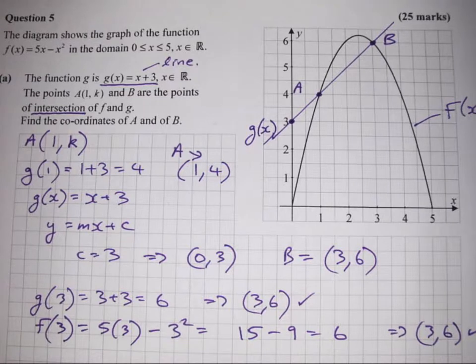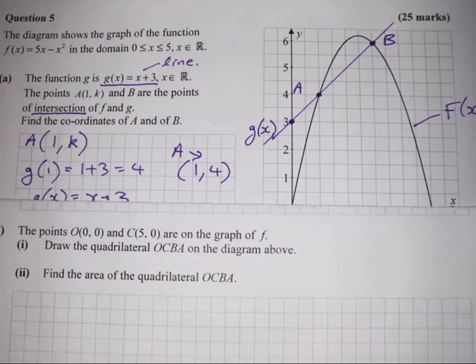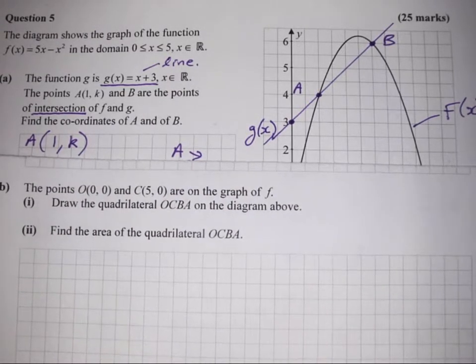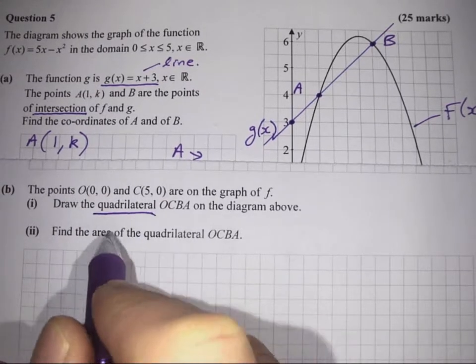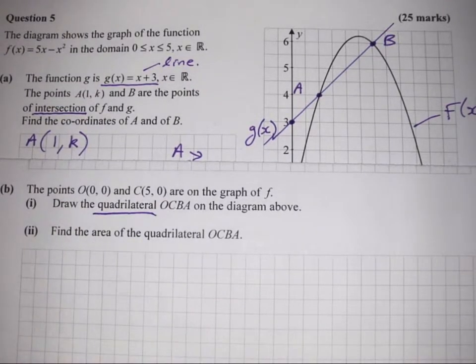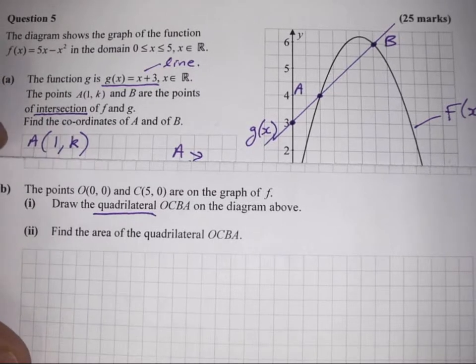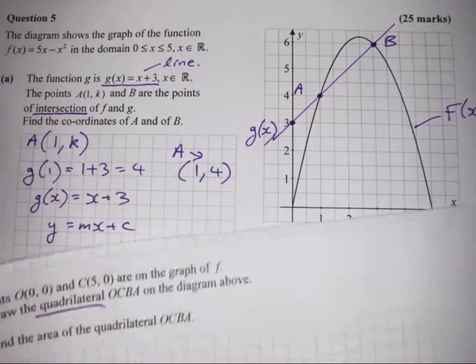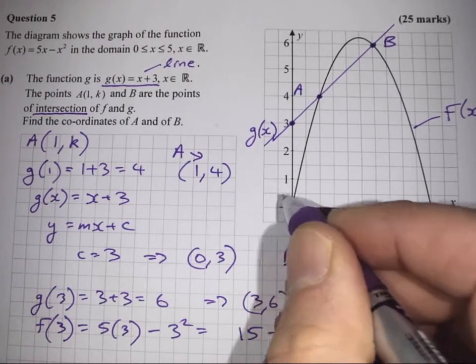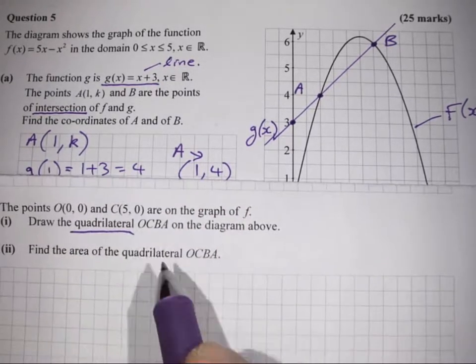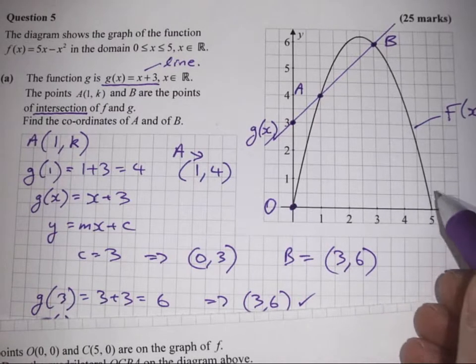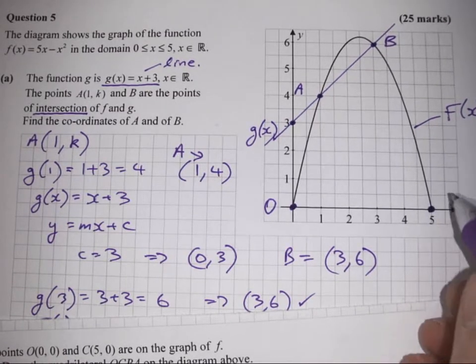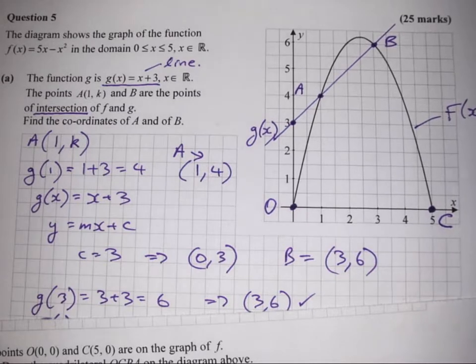Then in part 2 we're told that the points O and C are on the graph of f, and they want us to draw the quadrilateral. Quadrilateral just means 4 sides, so it's a 4-sided shape, and we want to mark in O, or point O, 0, 0. Well, there's point O, 0, 0. We can mark that in as O. And point C is 5, 0. So starting at the origin, 5 out, 0 up or down, and that there is point C.